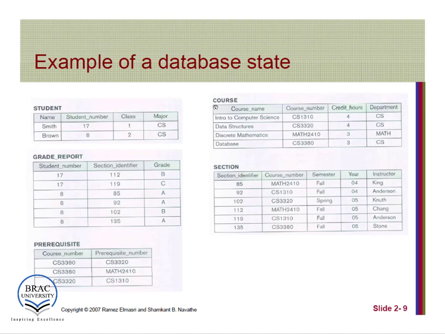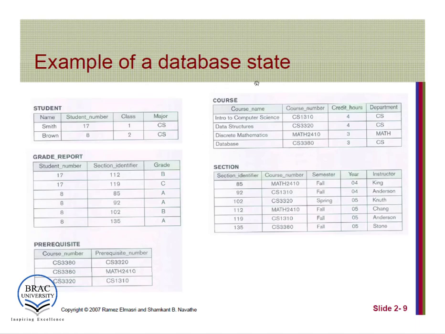In the course table, we currently have 1, 2, 3, 4 courses that are being offered. The name of the first course, Intro to Computer Science. This is the course number, credit hours, department. This is the information of the second course in the course table, and so on. And for each table, we can see the actual data that is being stored in the tables of the database. So this is an example of a database state.